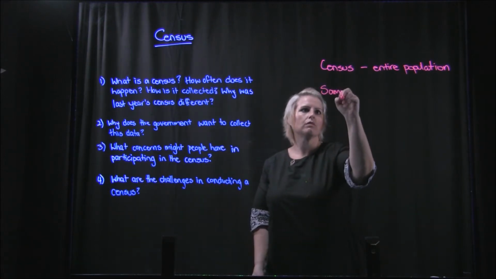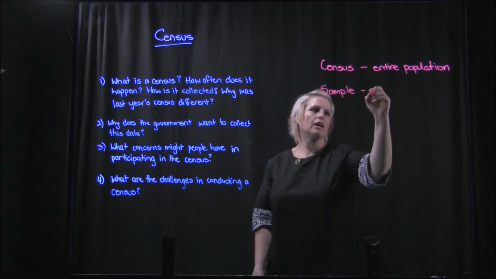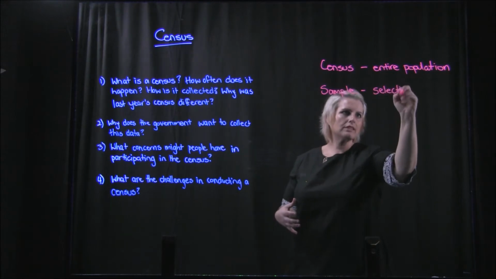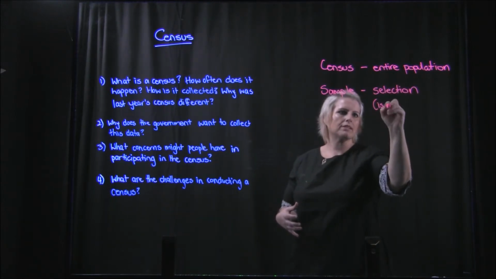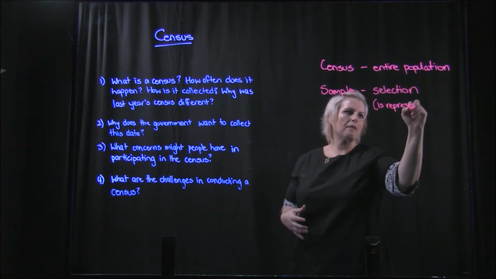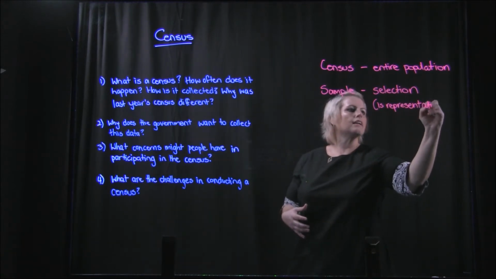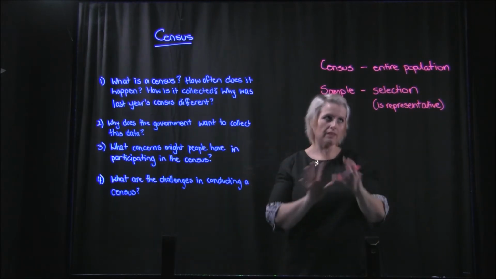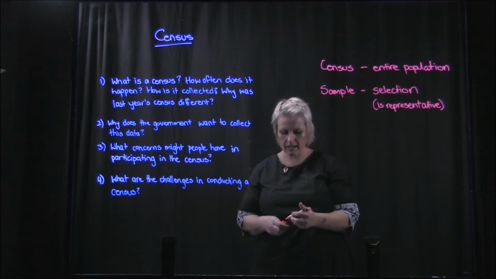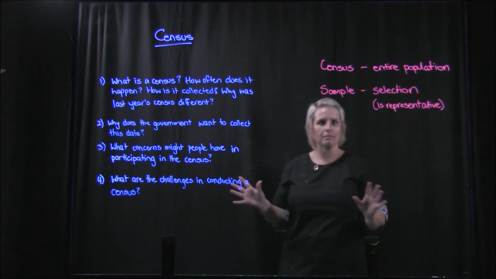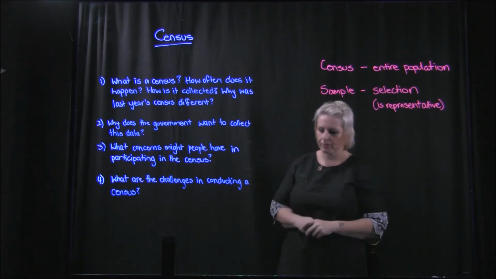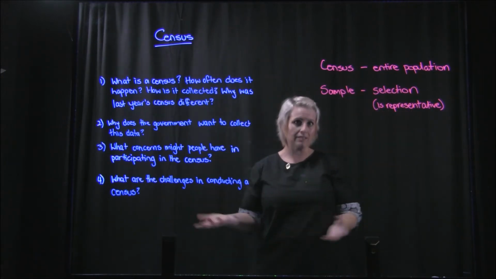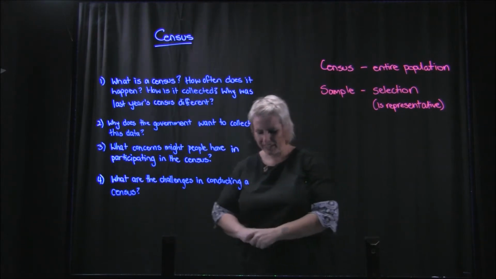A sample, as we said in the previous video, is just a selection. But a good sample is representative. And that means that it covers all of the different parameters within that population. It doesn't over or under represent any particular aspect of that population. Samples are often best representative when they are randomly chosen, but we will get into that later.